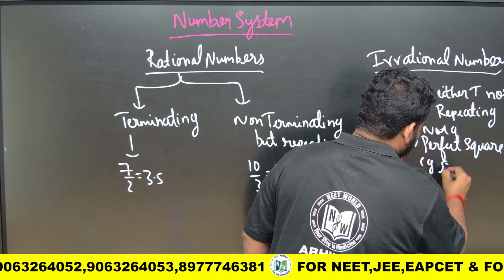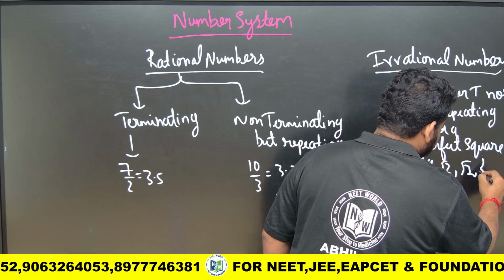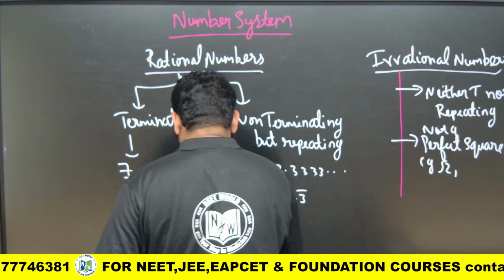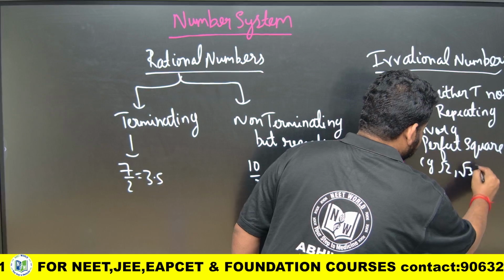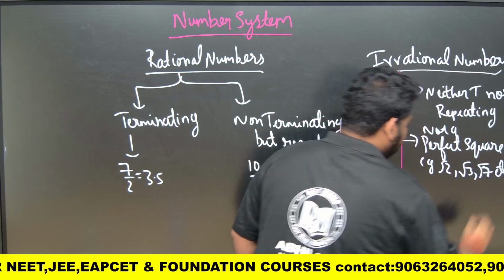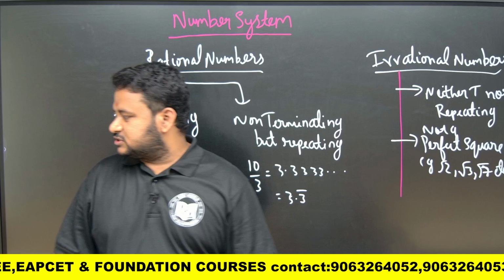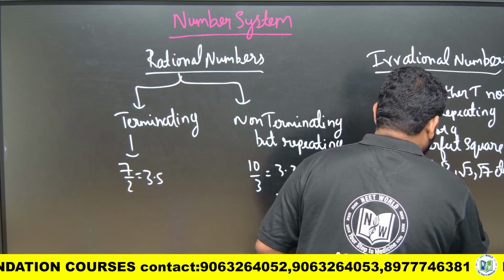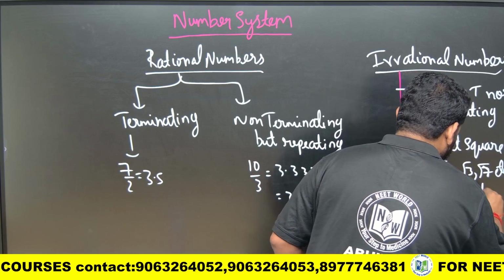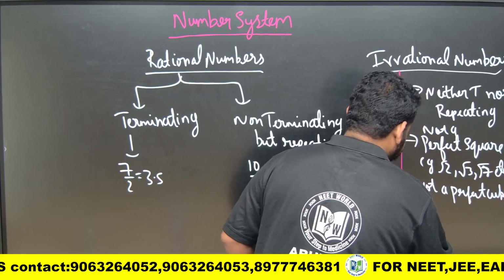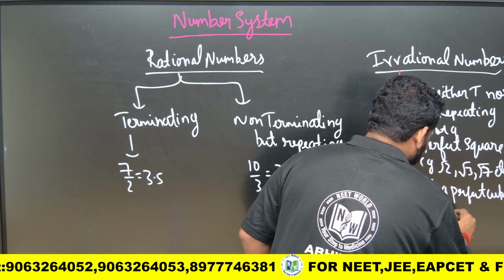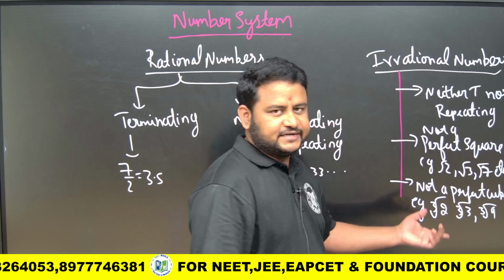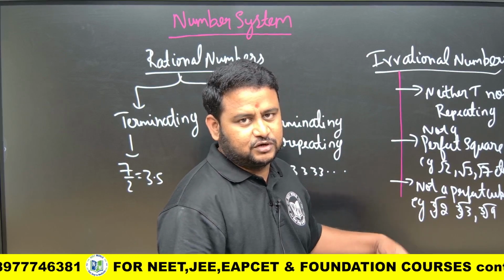Examples are root 2, root 3, root 7, etc. And also it is not a perfect cube. Those numbers are not perfect cubes. Example, cube root of 2, cube root of 3, cube root of 9. Because cube root of 8 is 2, cube root of 9 is not there. Cube root of 9 does not exist.